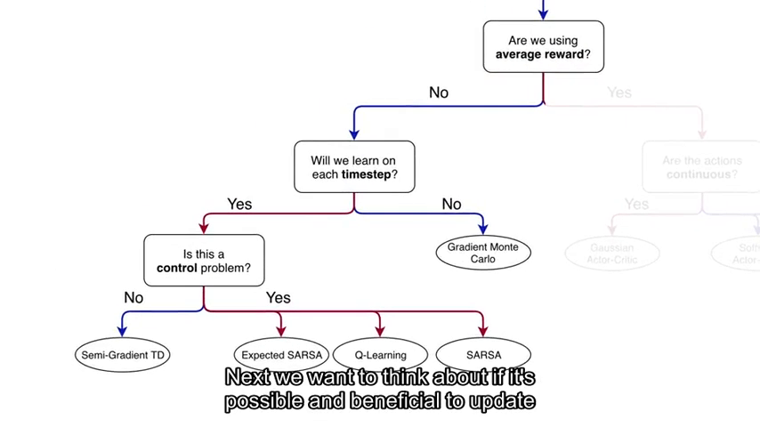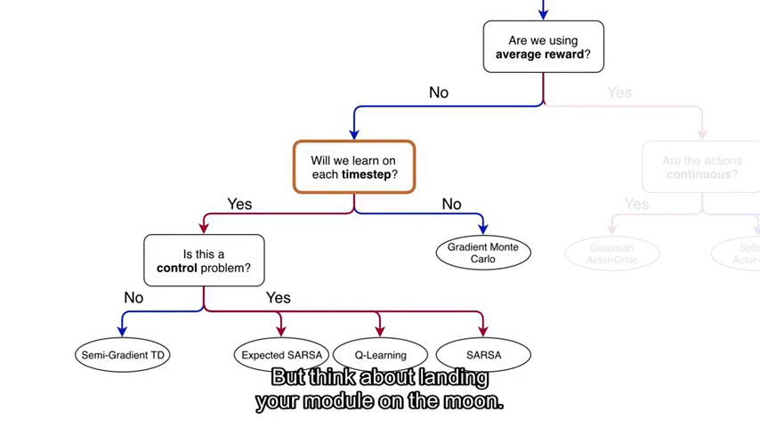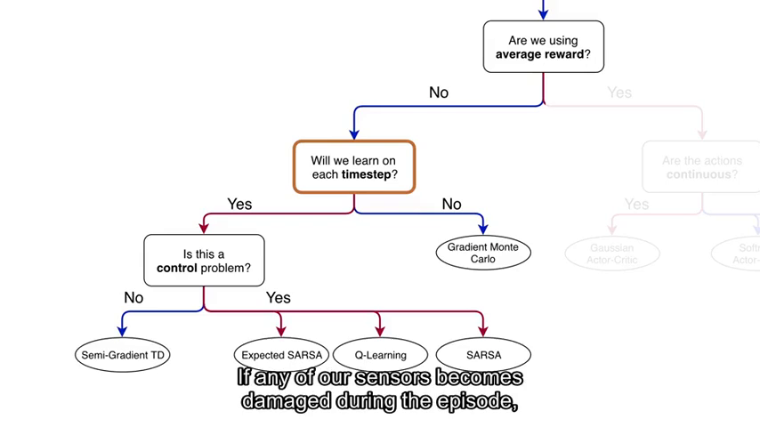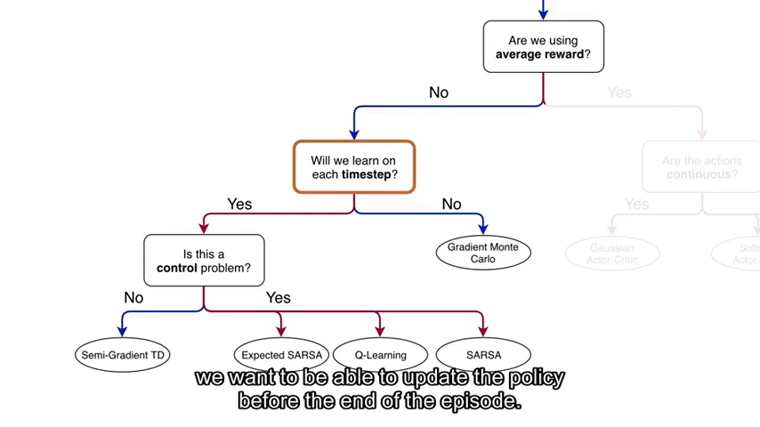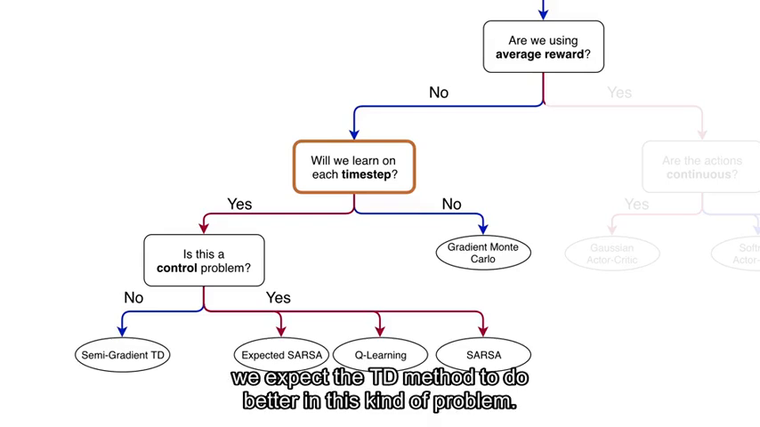Next, we want to think about if it's possible and beneficial to update the policy and value function on every time step. We can use Monte Carlo or TD. But think about landing your module on the moon. If any of our sensors becomes damaged during the episode, we want to be able to update the policy before the end of the episode. It's like what we discussed in the driving home example. We expect the TD method to do better in this kind of problem.